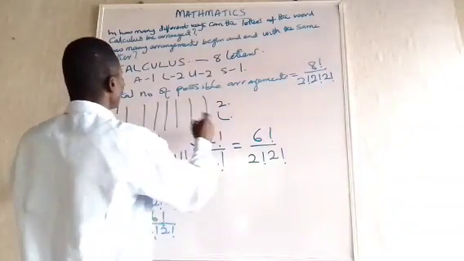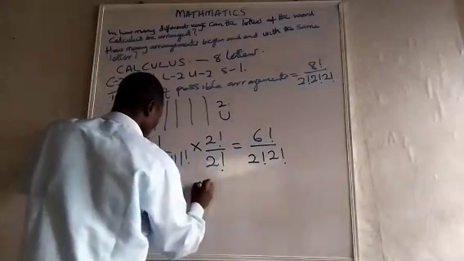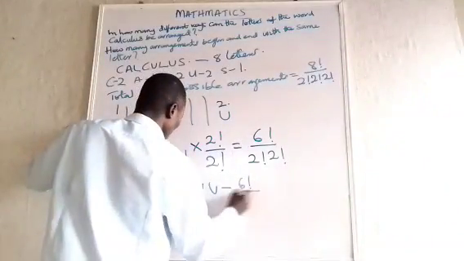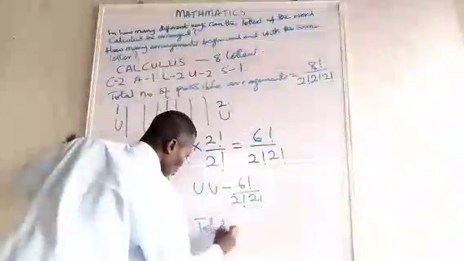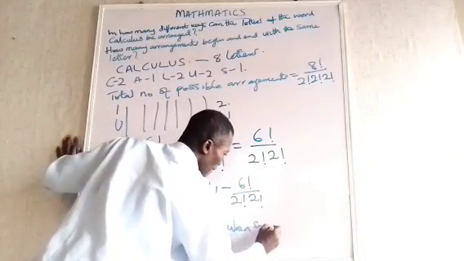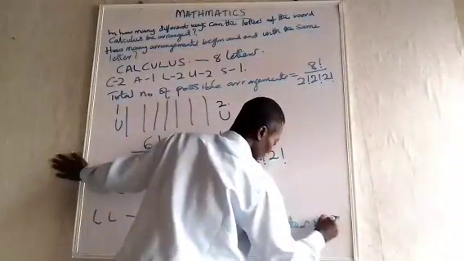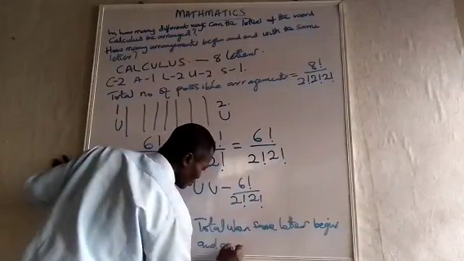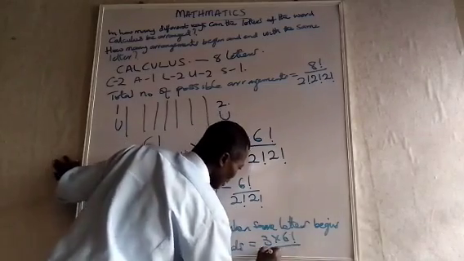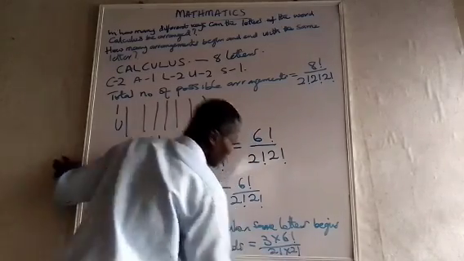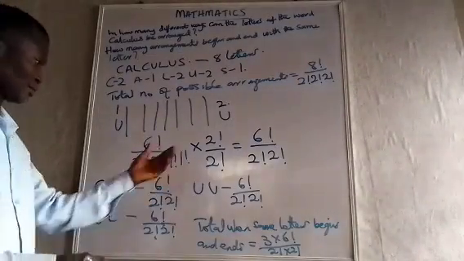And then we have another one, UU. It's going to be 6 factorial over 2 factorial, 2 factorial. So total, when the same letter begins and ends, it's going to be 3 times 6 factorial over 2 factorial times 2 factorial. So that is our answer. You can easily do that with a calculator.